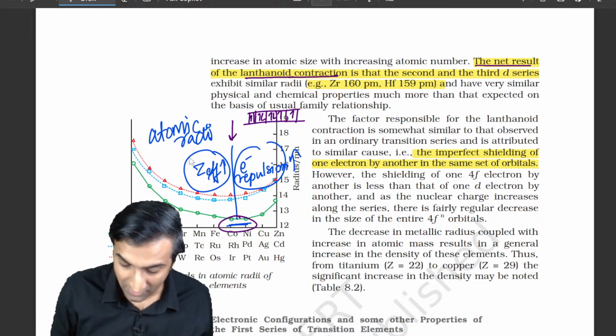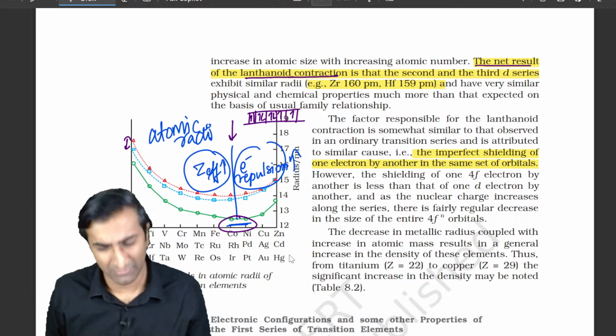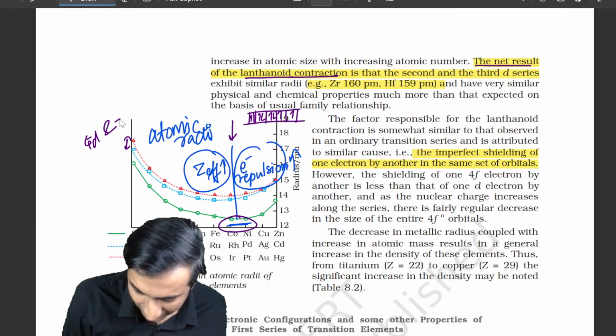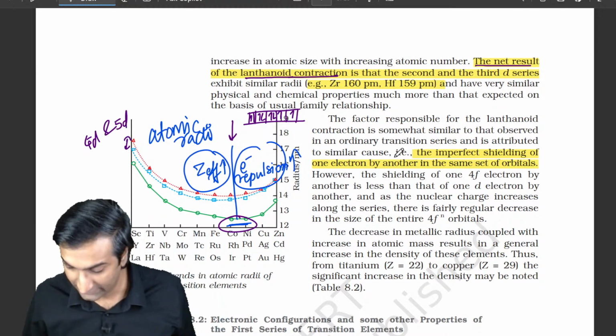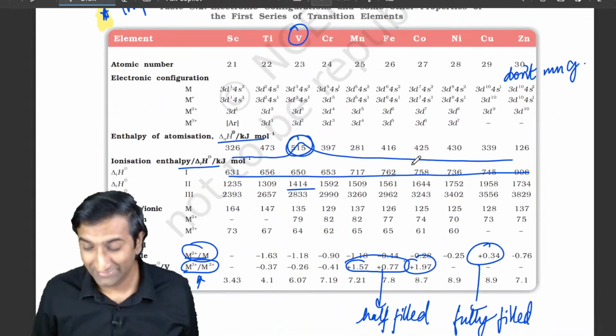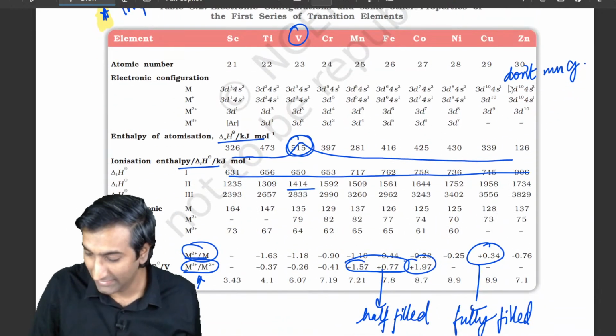What is exceptional again is, look at these two. Yeah, they have almost the same radius. This is your 4D and 5D because of lanthanide contraction, etc., etc. Yeah, imperfect shielding, etc. Now this one table, this is superbly important, but you don't have to mug it.